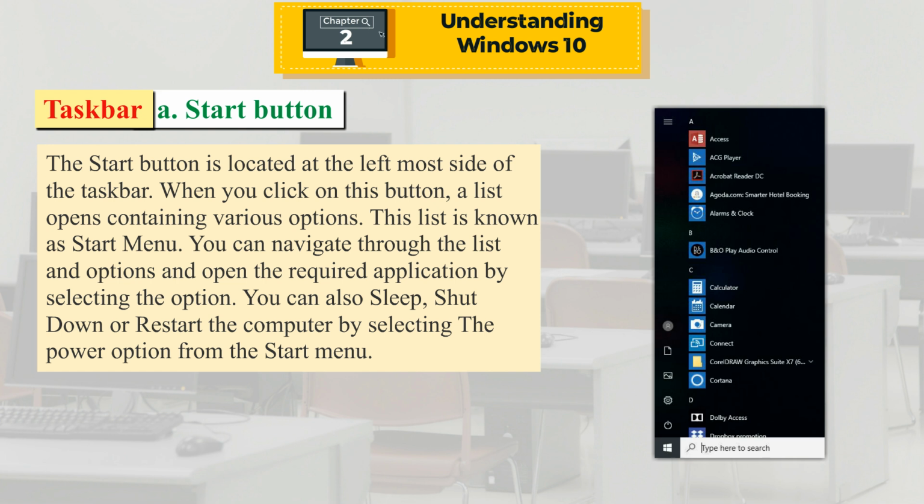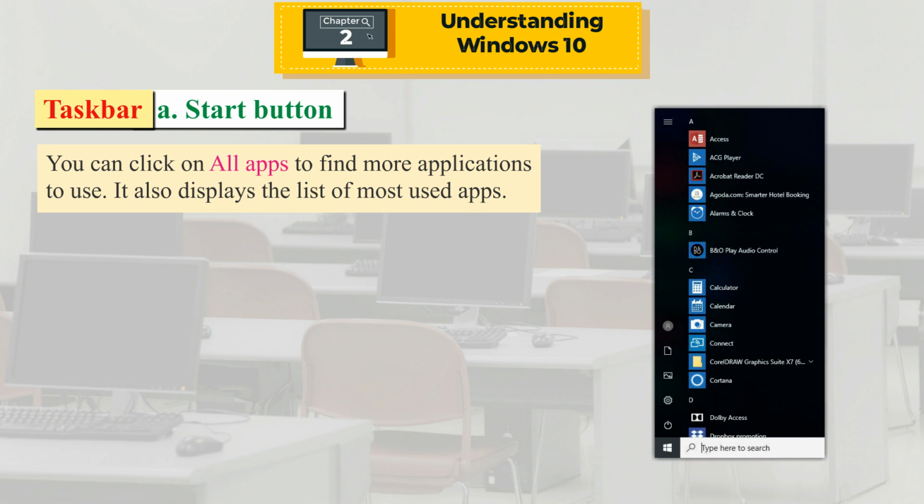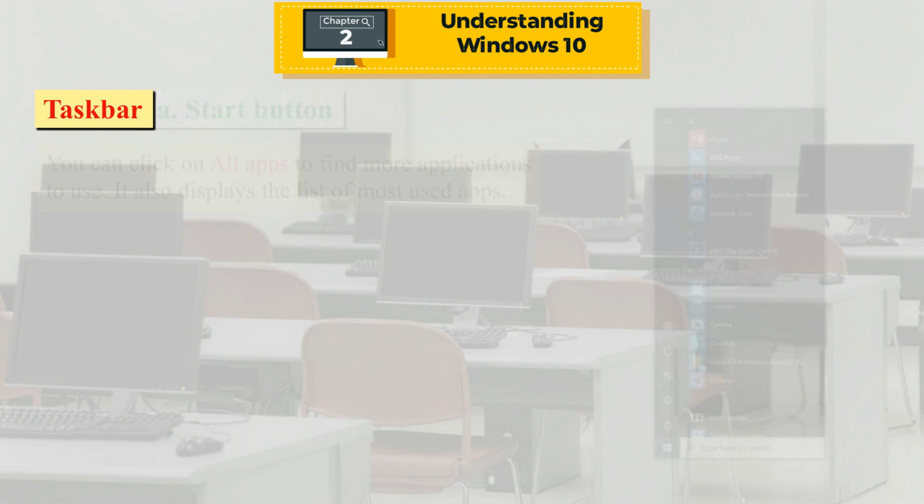You can also sleep, shut down, or restart the computer by selecting the power option from the Start menu. You can click on All Apps to find more applications to use. It also displays the list of most used apps.